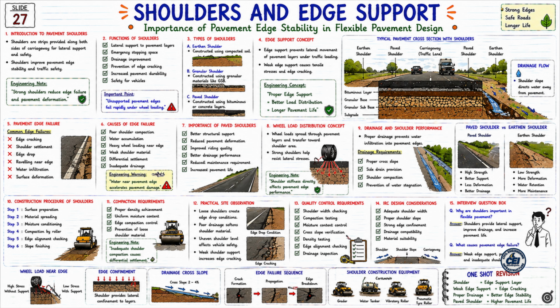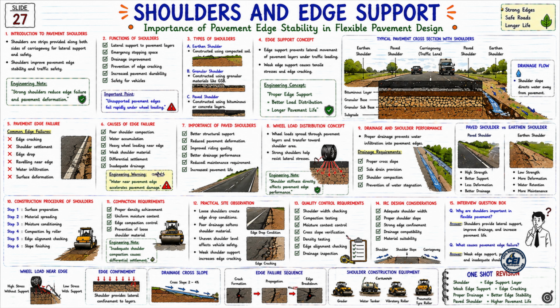Now let us look at the seventh topic. 7. Importance of paved shoulders. The advantages of paved shoulder. Better structural support. Reduced pavement deformation. Improved riding quality. Better drainage performance. Reduced maintenance requirement. Increased pavement life. And paved shoulders are very common on expressways.